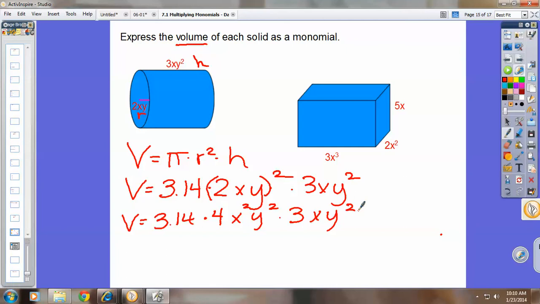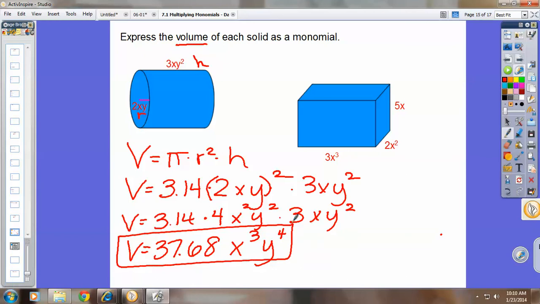So let's go ahead and multiply. Let's take 3.14 on your calculator. Please do that. 3.14 times 4 times 3. What do you get? 37.68. X to what power? The third. Y to the fourth. That is the expression we would use for the volume of that cylinder.